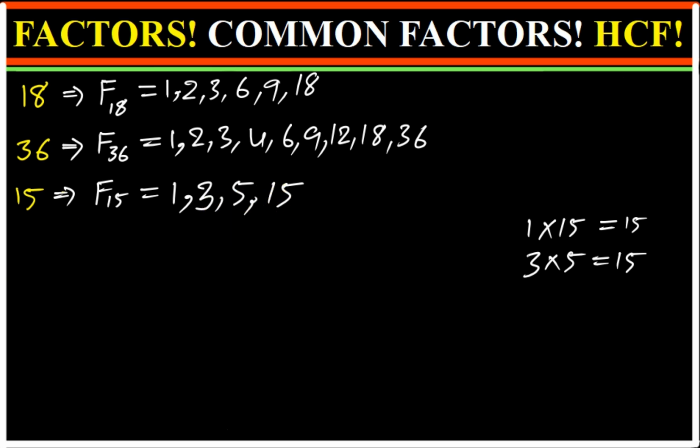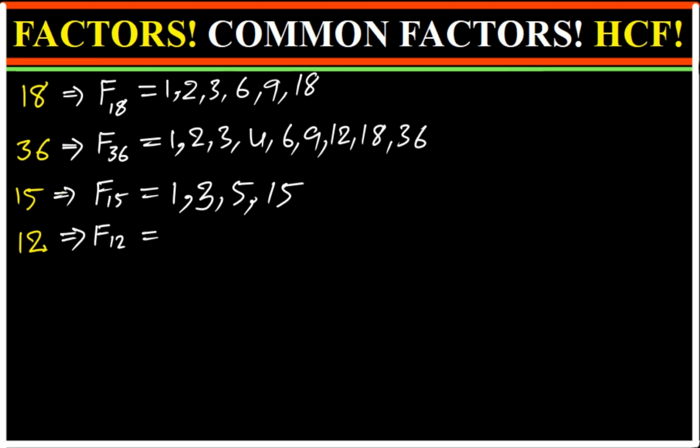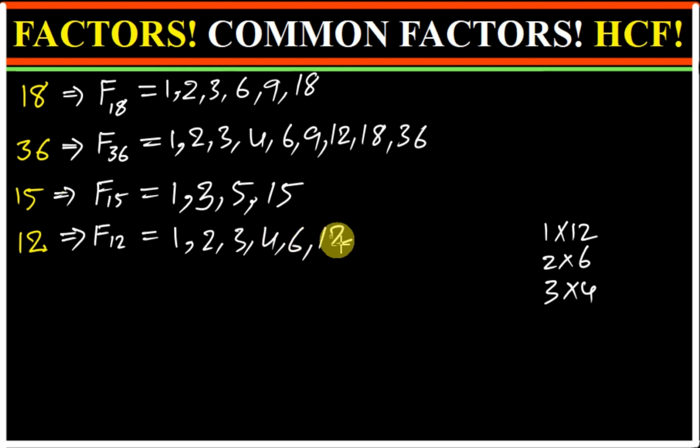Similarly, let's take another example: 12. What are the factors of 12? Again, we have to see what numbers can divide 12. 1 times 12 is 12, 2 times 6 is 12, 3 times 4 is 12. There is no other number between 3 and 4, so we stop here. The factors of 12 are 1, 2, 3, 4, 6 and 12.